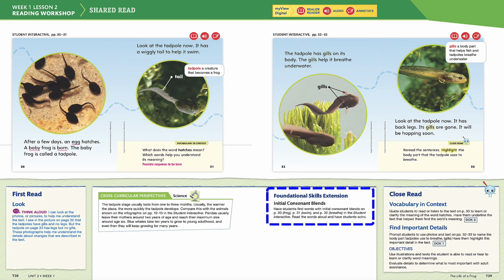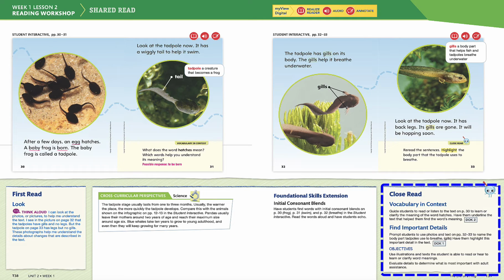Foundational skills extensions connect phonemic awareness, phonics, and high-frequency word instruction to the text for the week. During the close read, students focus on a skill or strategy that helps them unlock that text. Depth of Knowledge levels accompany close read questions.